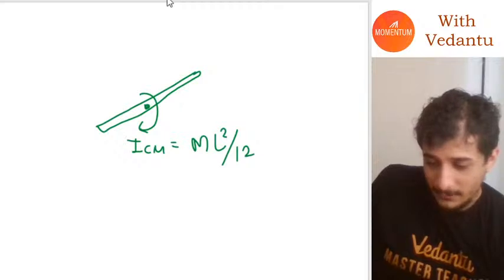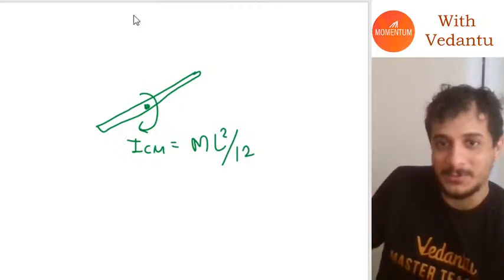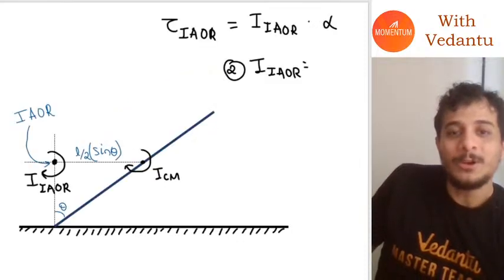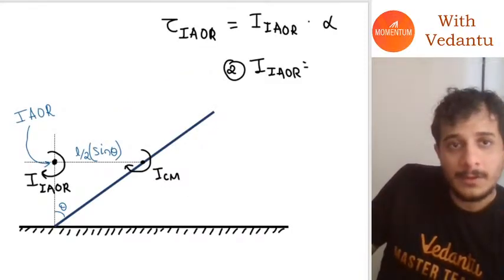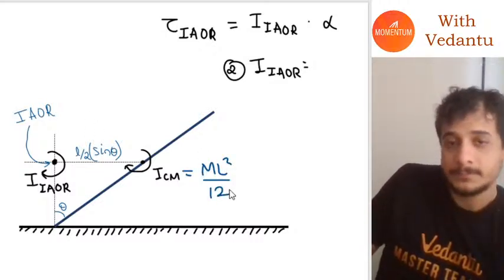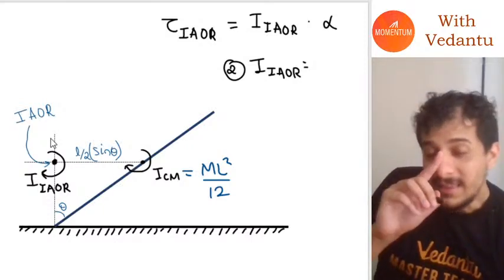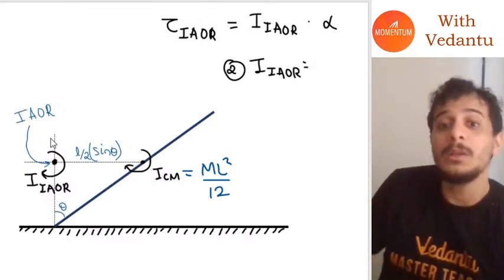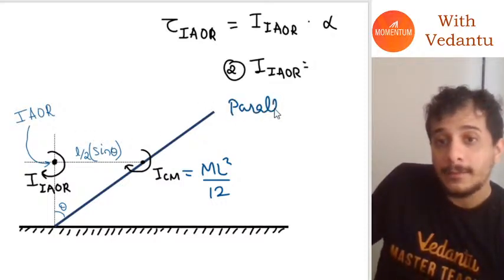You have to remember the formulas. So if I'm trying to calculate the moment of inertia about the center of mass, then it is going to be mL square by 12. Now, what will be the moment of inertia about the instantaneous axis of rotation? That will be calculated using the parallel axis theorem.